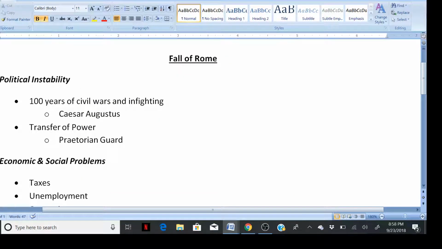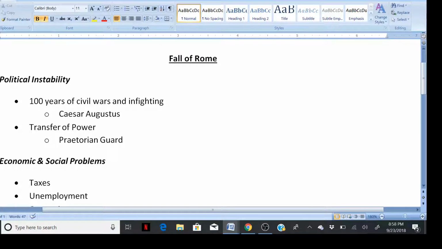The fall of Rome. So there's three main reasons that you need to know about that caused the fall of Rome: political instability, economic and social problems, and the weakening of Rome's borders. Though there's a lot of different reasons that eventually caused Rome to fall, and historians point to multiple of these reasons as the cause, we're going to focus in on these three.